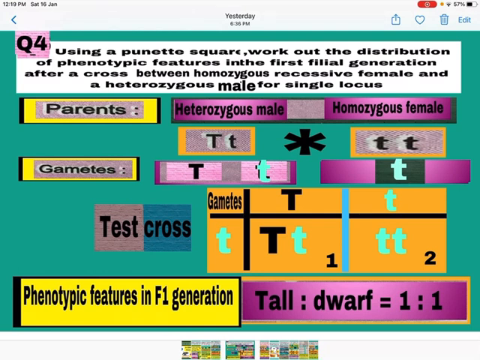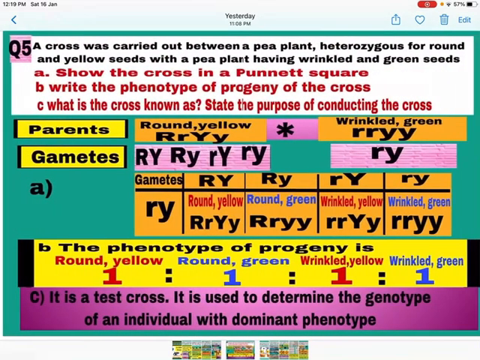Write the gametes formed by first parent on the top and second parent on the side and make the combination. First plant कैसा होगा? Tall, capital T small t. Second plant will be dwarf. So phenotypic ratio क्या हुआ? Tall is to dwarf is 1:1. This is a test cross. I will define this test cross in the next question.